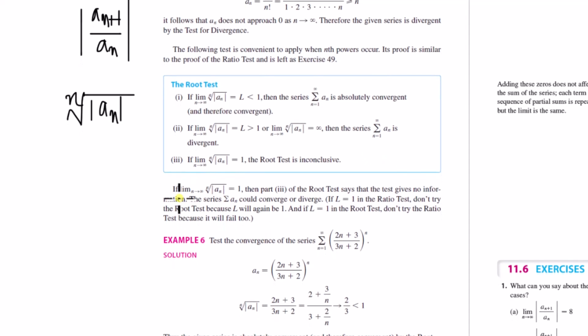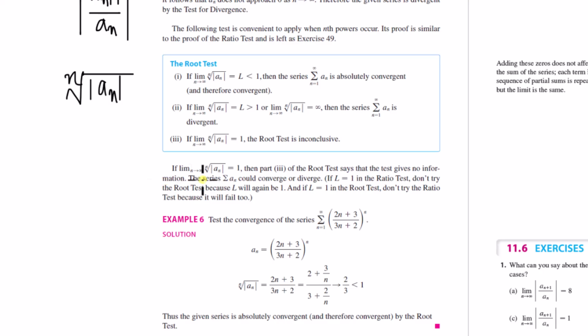Okay, now we're going to talk about these kinds of details in the next section, but it's inconclusive if this limit is equal to 1, so the series could converge or diverge. It says that if L is equal to 1 in the ratio test, don't try the root test, because L will again be 1, and vice versa. If L is equal to 1 in the root test, don't try the ratio test because it will also be 1. We're going to talk about these nuances in the next section when we come up with a strategy for if we're given a random series, with no context, how do we approach testing it for convergence?